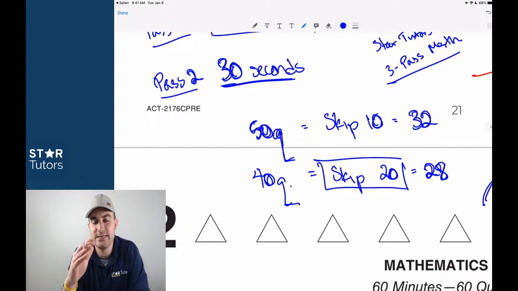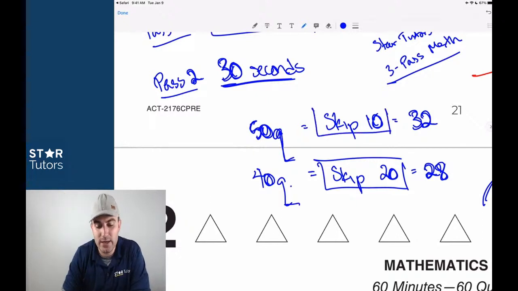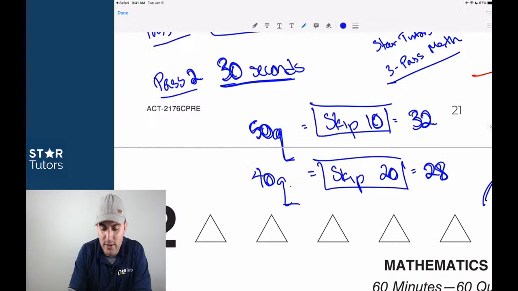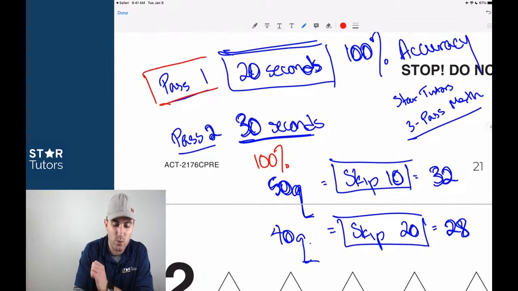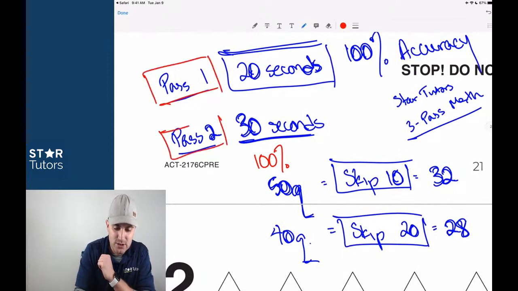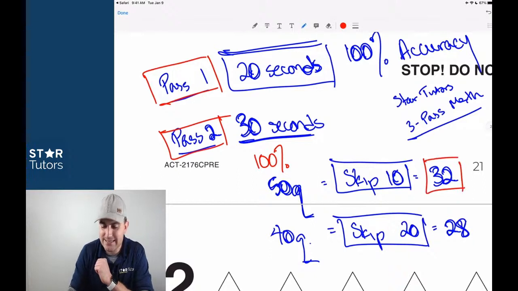We get 50 questions right, and then we guess the rest of the way down on the 10 that we don't know how to do. As long as we're 100% accurate on these questions, 100% accurate on all of our pass 1 and pass 2 questions, we are statistically guaranteed to get a 32, and we can skip the 10 hardest questions.